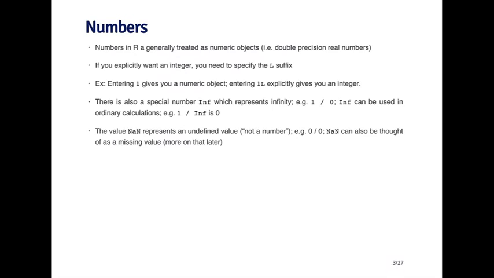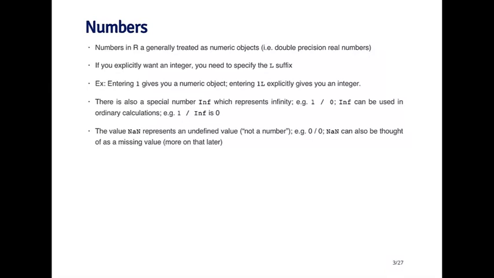Perhaps the most important type of object in R, of course, is the number. Numbers in R are generally treated as what are called numeric objects. So pretty much all numbers are treated as double precision real numbers. Even if you're looking at a number like 1 or 2, R thinks of those numbers as numeric objects. There is a way to explicitly say you want an integer, and you can specify the capital L suffix. So for example, if you just enter the number 1 in R, that gives you a numeric object, but entering 1 with a capital L next to it explicitly gives you an integer. This distinction is not very important right now, but it will become important later.